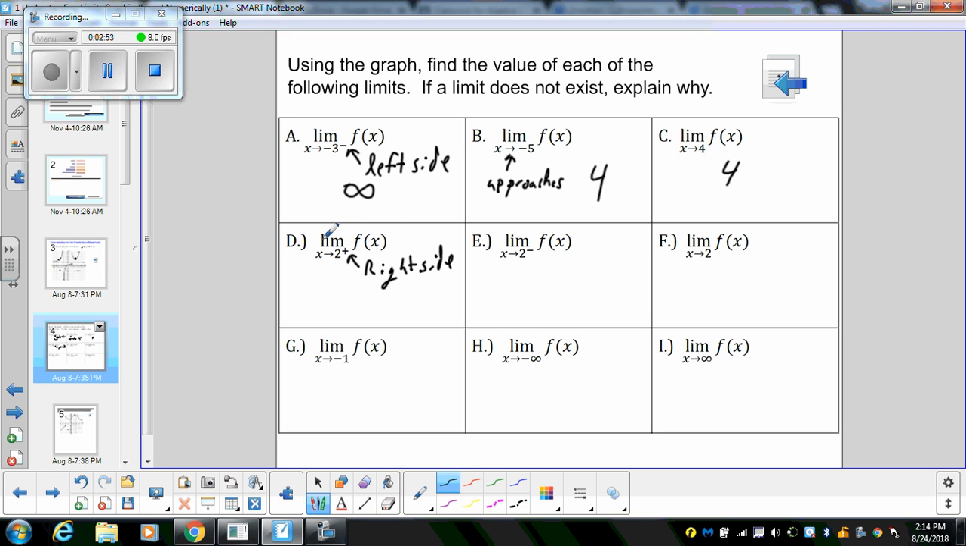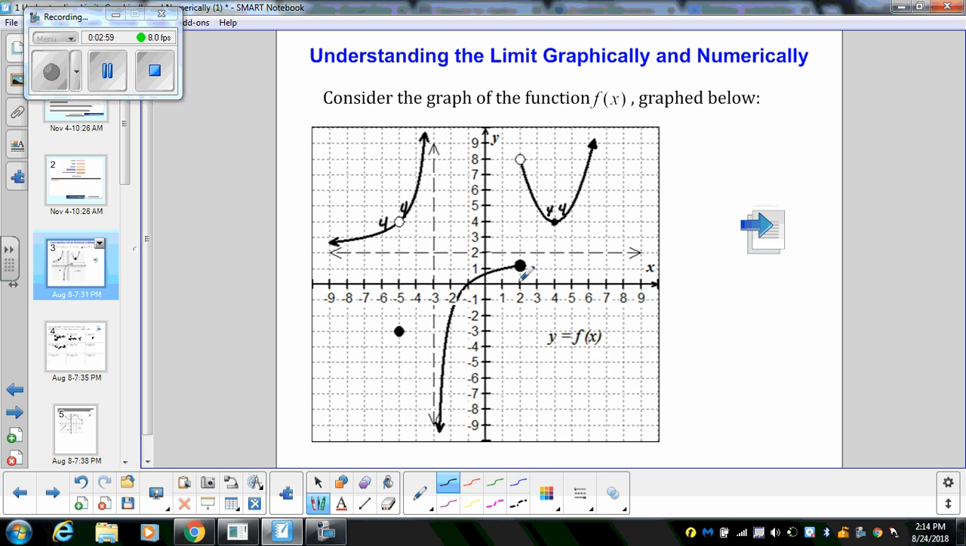Alright, so let's look at the limit of f of x as x approaches 2 from the right side. So now I'm going to come over here to +2. From the right side, you see that it's actually approaching the value of 8. So here's 2. Even though there's a point there, we want to know what it's actually approaching from the right side. So the right side of 2, it's actually going towards 8.